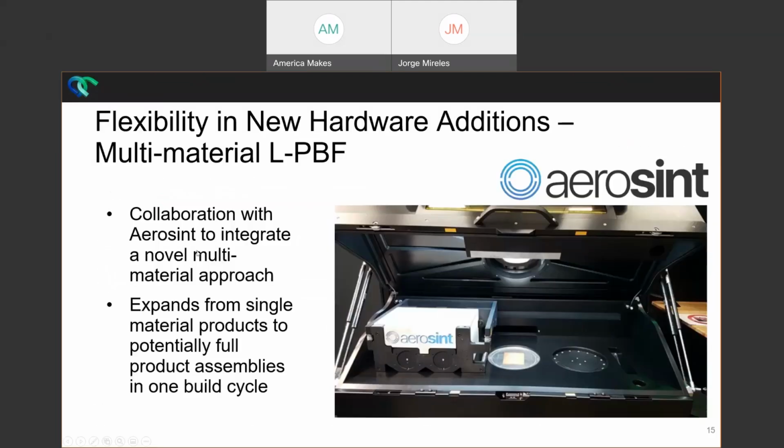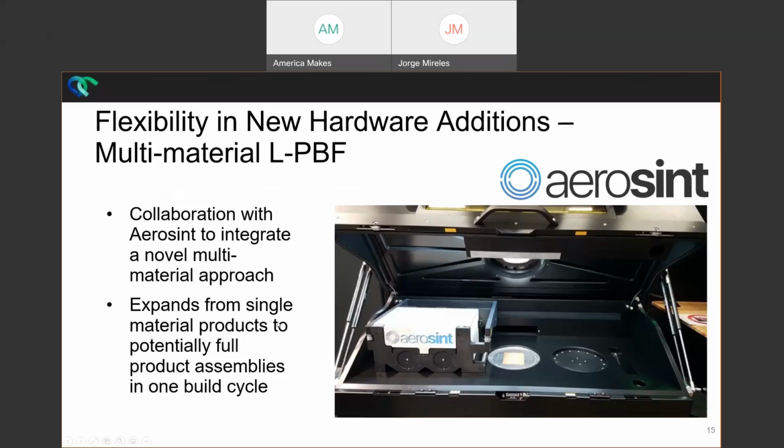Okay, so I have two more studies, or perhaps success stories. These last two studies are primarily related to the flexibility in testing, or evaluating new hardware and sensors.